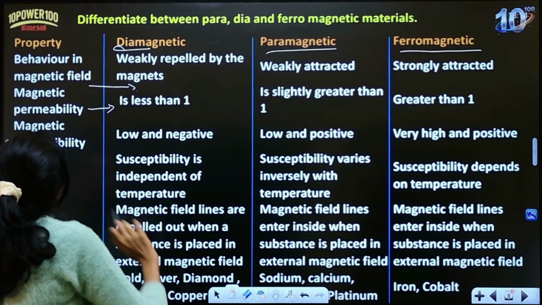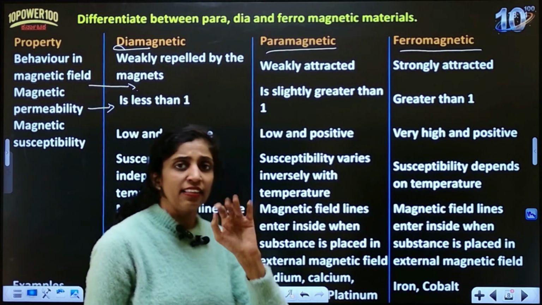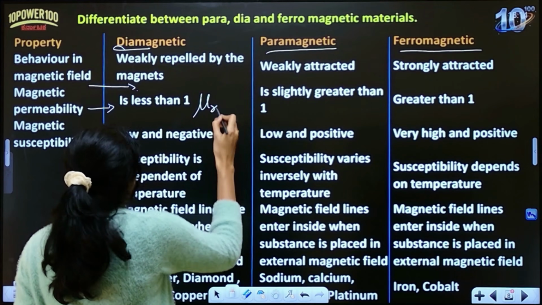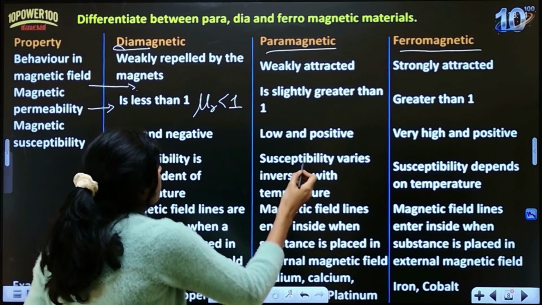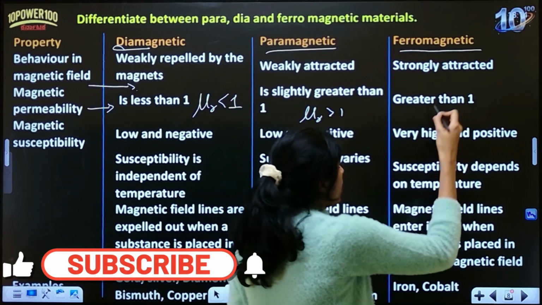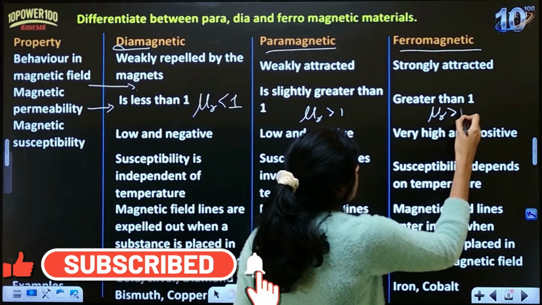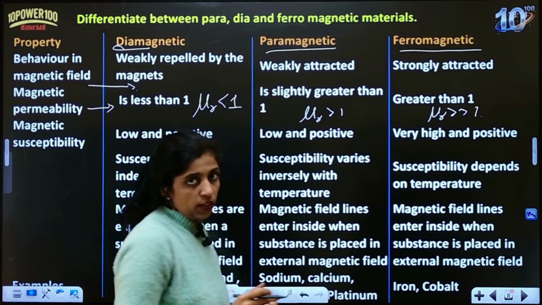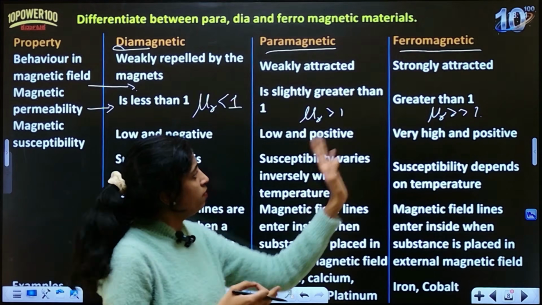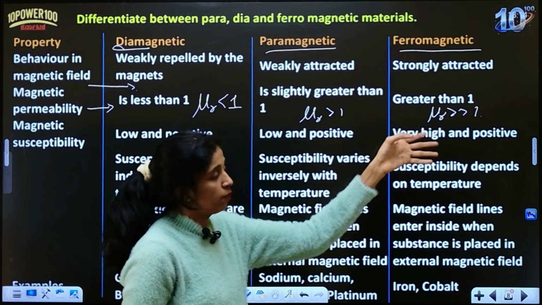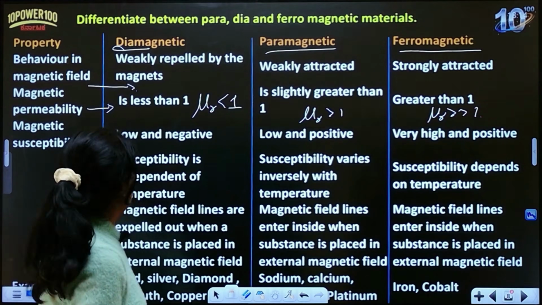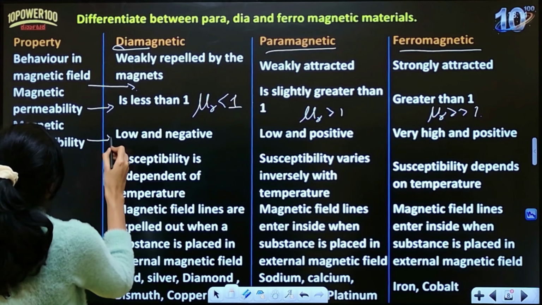Next, moving to magnetic permeability, which we can take as mu r. For diamagnetic, permeability is less than 1. For paramagnetic, permeability is slightly greater than 1, whereas for ferromagnetic it is very much greater than 1. So remember, permeability is lesser than 1 for dia, greater than 1 for para, and very much greater than 1 for ferro. Okay, next up, magnetic susceptibility.